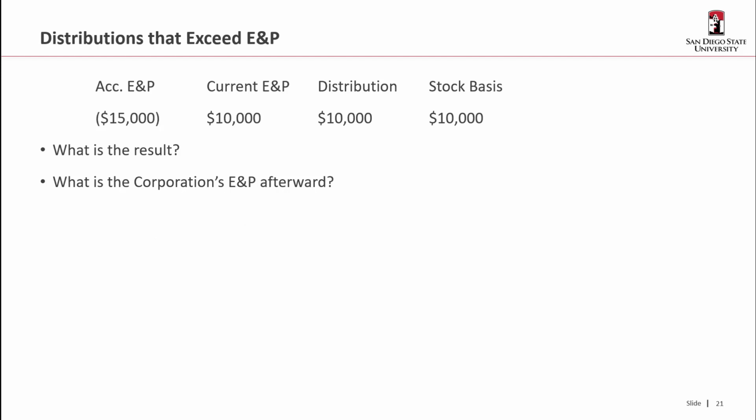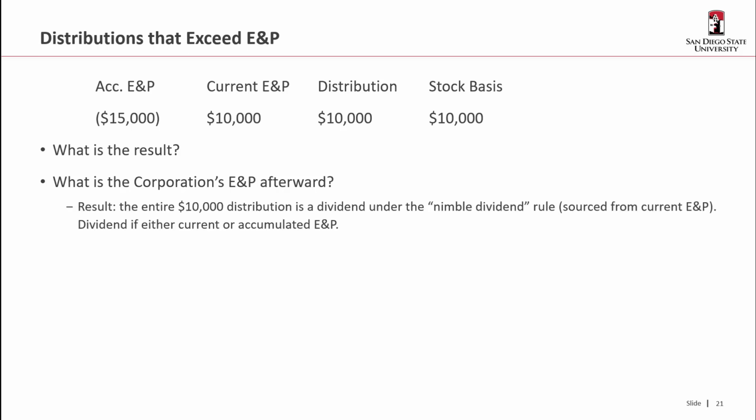In this case, accumulated E&P is negative 15,000. Current E&P is a positive 10,000. The distribution is 10,000, and the shareholder stock basis is 10,000. So again, what is the result, and then what is the resulting E&P afterward? Okay, so when I have negative accumulated, positive current, same thing. It comes out of current first. The entire distribution is a dividend. There's no more distribution left.